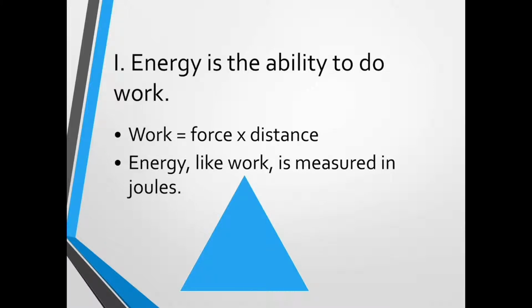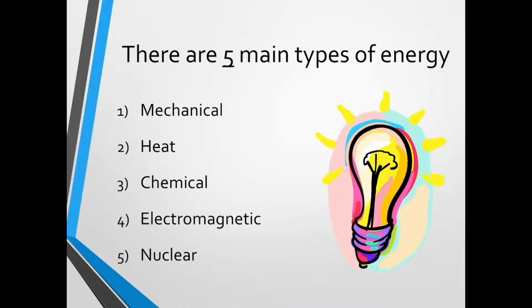So what is energy? Well, energy is the ability to do work. And we know from previous lessons that to calculate work, you need to take force times distance. And energy is like work as it's measured in joules. So when you're doing energy equations, no matter if it's kinetic energy or potential energy, it will always be labeled in joules. So there are 5 different main types of energy that we're going to talk about today.